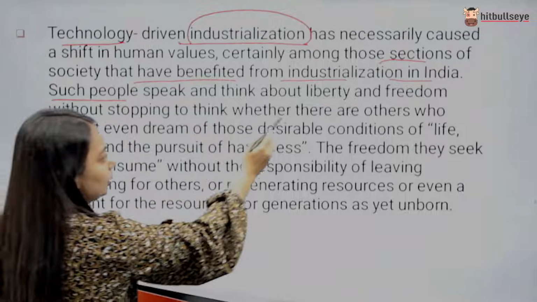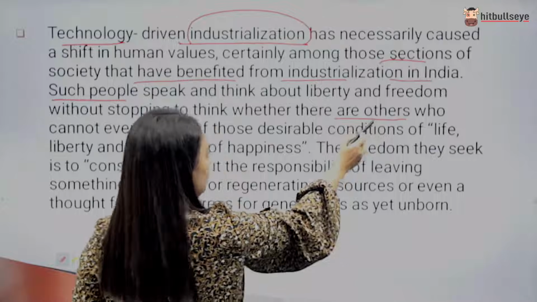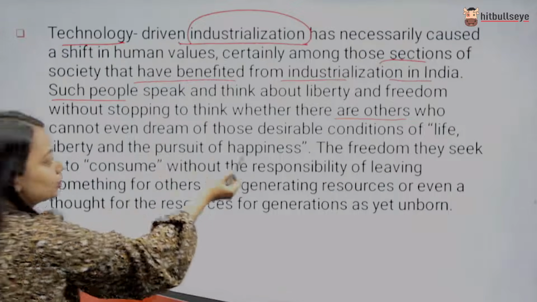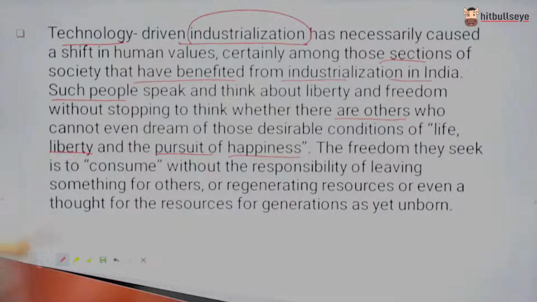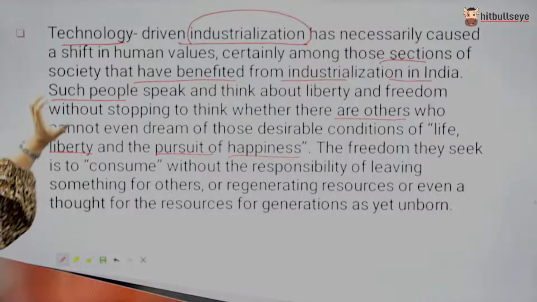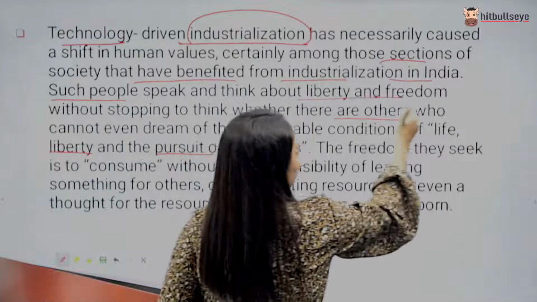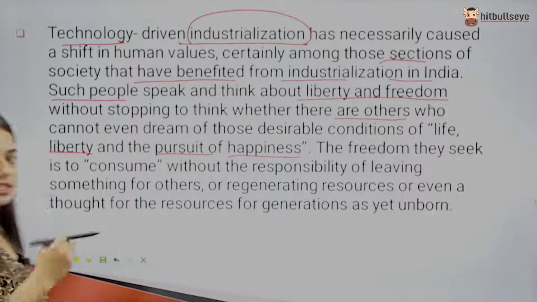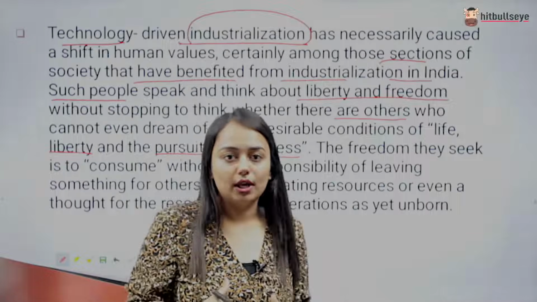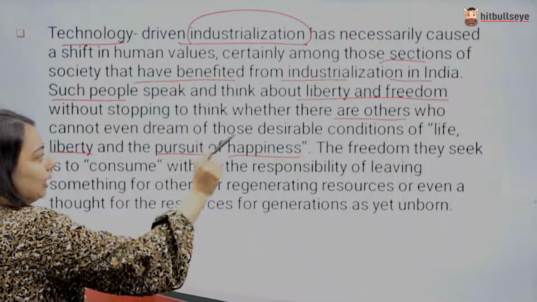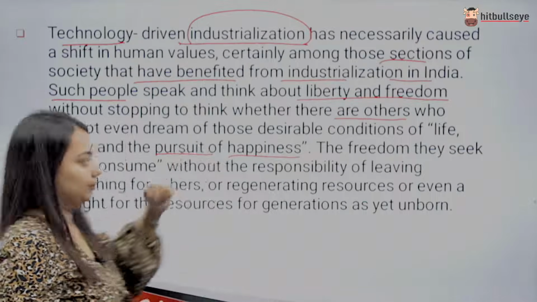Such people speak and think about liberty and freedom without stopping to think whether there are others, the ones that are not benefited. There are others who cannot even dream of those desirable conditions of life, liberty and pursuit of happiness. So the passage says that such people who are benefiting from industrialization and technology just talk about liberty and freedom. They say there should be no restrictions from the government on our society, on our industrialization or on the growth of technology, because they are obviously benefiting. So they talk about liberty and freedom without considering the people who are not benefiting from this industrialization.